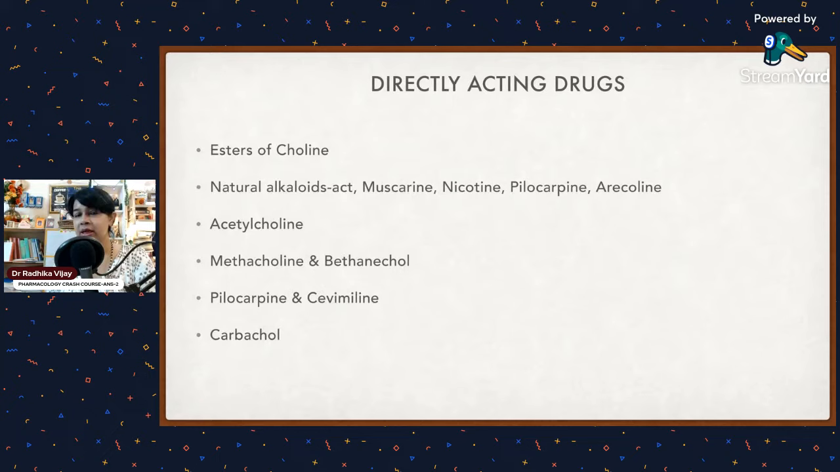Another use of pilocarpine is in glaucoma. Why? Because it has a constricting action on the pupil, that is a miotic action, but it has a very short duration of action. So intraocular tension can rise even if you miss one or two doses. And last but not the least, carbachol has a combined action on nicotinic and muscarinic receptors. So that is all about the brief details of these directly acting drugs, both natural alkaloids and synthetic.